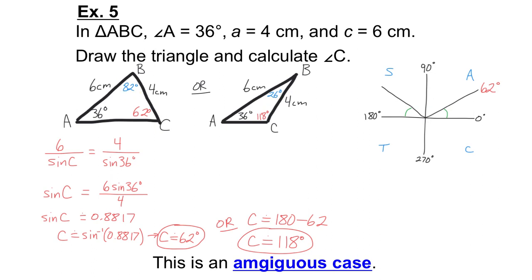So just to recap, in a triangle, if you know an angle and two sides, just watch out. It might be an ambiguous case. If it is, when you get to this point here and you take the inverse sine to find your angle, just be aware you should also subtract that from 180 to get the obtuse possible angle as well.